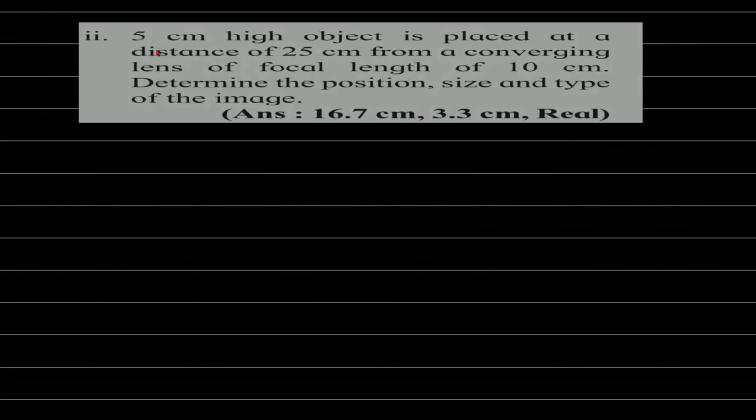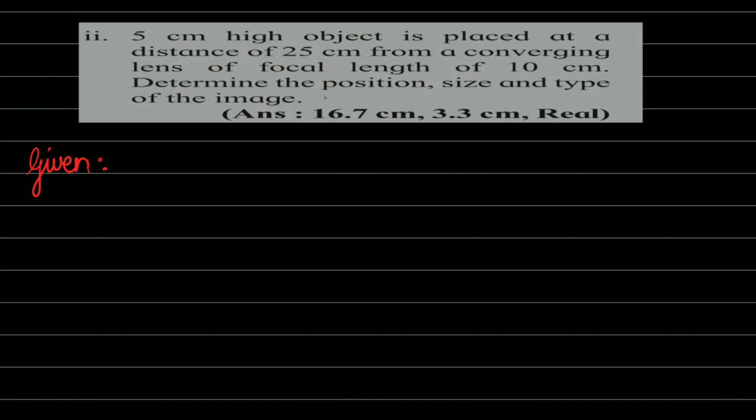Let's move on to our second question. A 5 centimeter high object is placed at a distance of 25 centimeters from a converging lens of focal length of 10 centimeters. Then determine the position, size, and type of the image. So over here, firstly, we should write the given data. We should write what is given.